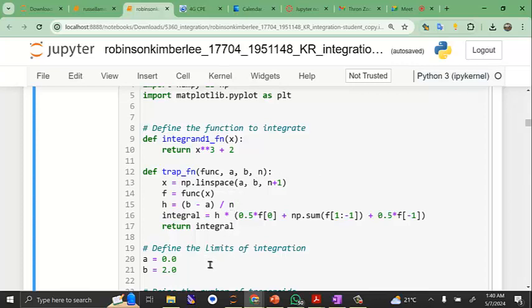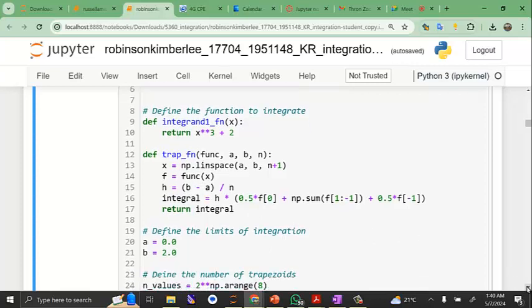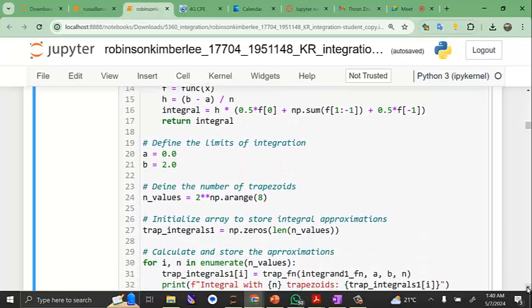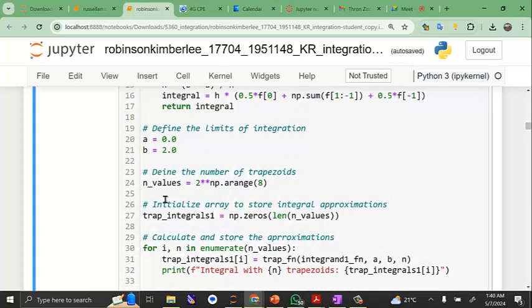Then we define the limits of integration. Now you can define the constants before you define the functions. It really doesn't matter. But those are all things that you should set up at the beginning of your code. And then here you have your n values, right? So this is a nice way of generating the successive powers of 2. That's kind of the broadcasting feature of NumPy.